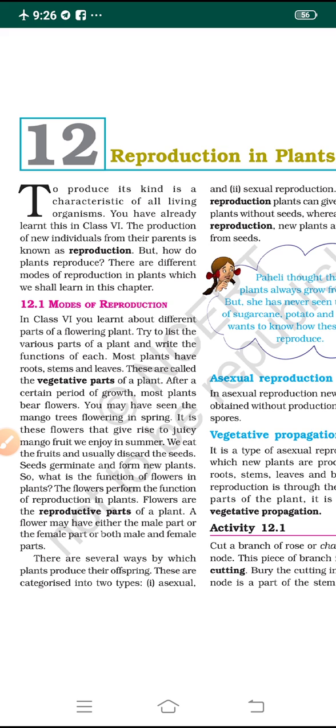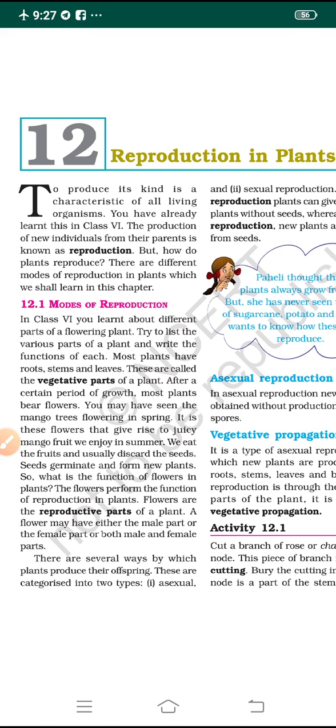In animals we have seen it, so how do the plants reproduce? There are different ways or different modes of reproduction in plants, which we will learn in today's lesson. So let us start that. Let's go for the first concept, that is modes of reproduction. Mode means the way. The modes of reproduction in plants.